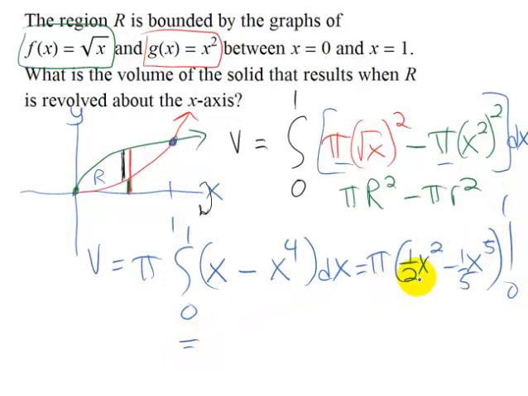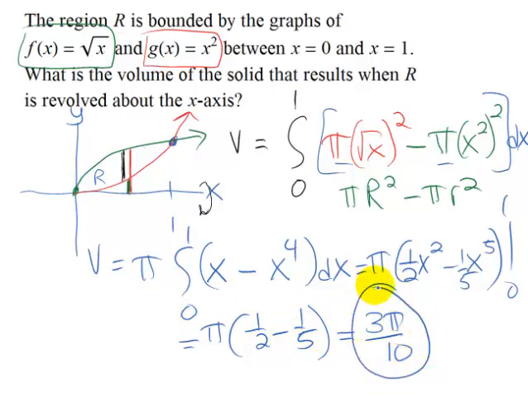So it looks like we have here pi multiplied by 1/2 minus 1/5, and when we subtract off the lower limit, since we're substituting in 0 and have x's in both of those, that's just going to be 0. So it looks like this would be 5/10 minus 2/10, so we get 3 pi tenths for our volume.